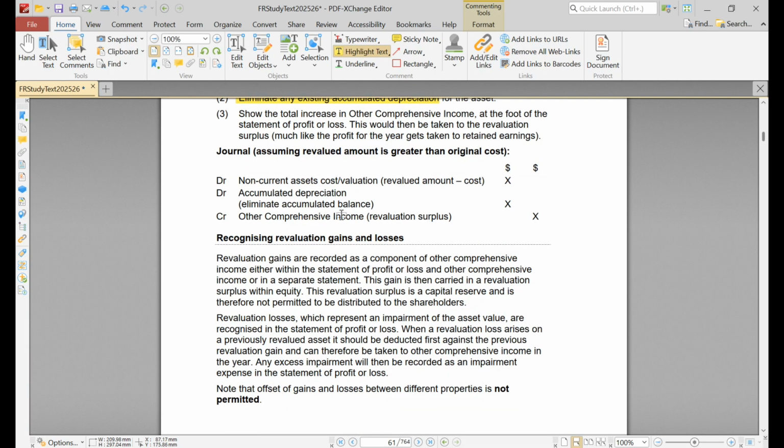But the journal entry is that non-current assets is debited, revalued amount minus cost. Accumulated depreciation is debited, and OCI is credited, which is the revaluation surplus.